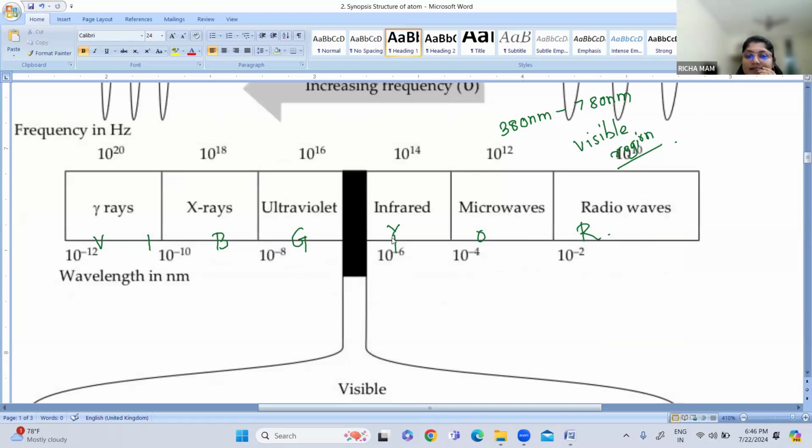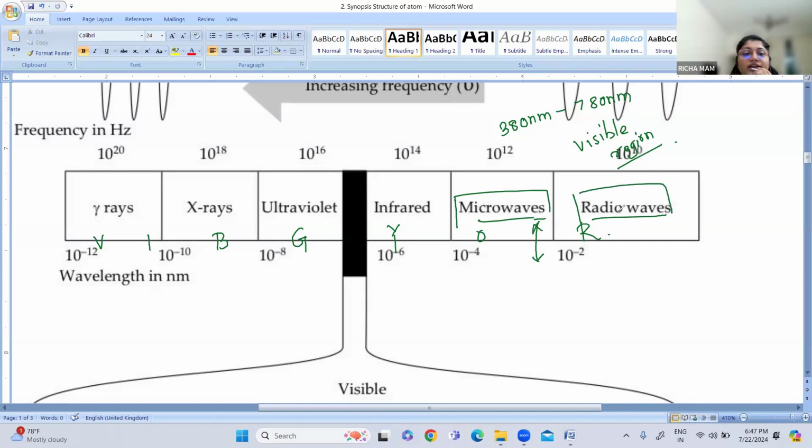Next is 10 raised to minus 6, which is our infrared region, the IR region. Then 10 raised to minus 4 nanometer is microwaves. Microwaves are used in the microwave oven, or for short-distance transfer of sound. Then radio waves are used in AM and FM.